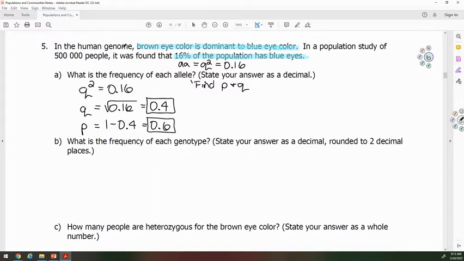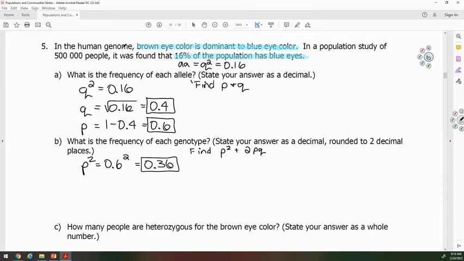Next, to find the frequency of each genotype, we already have from part A our value for q squared. So now we need to find p squared and 2pq. To find p squared, we're going to square our value that we found for p in part A. So 0.6 squared is 0.36.